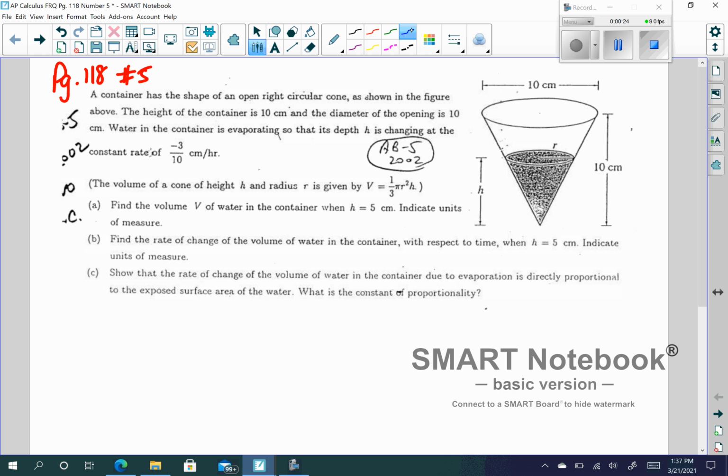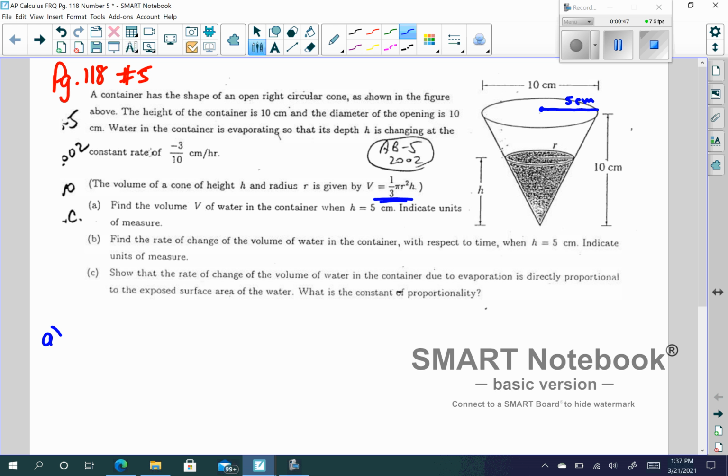So right now we know we're going to need the radius, so we could just draw this in. So the radius would be 5 centimeters then. Water in the container is evaporating so that its depth h is changing at a constant rate. So because it's leaving, it's going down. So we get a negative 3/10 centimeters per hour. The volume of the cone is given to us.